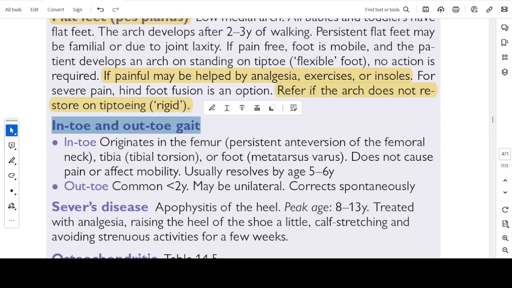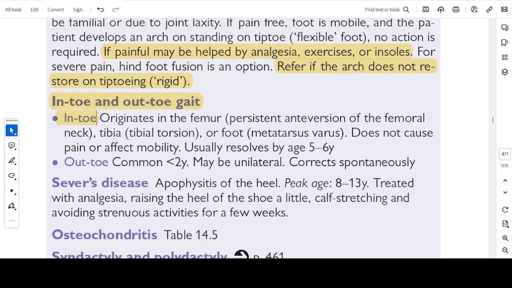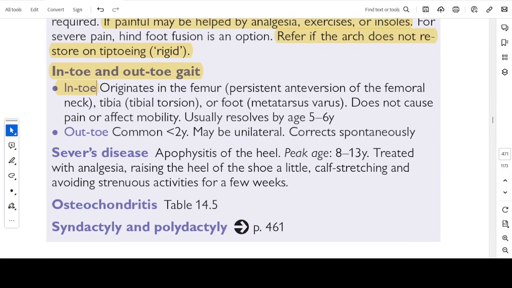In-toeing and out-toeing gait. In-toeing originates from the femur, either persistent anteversion of the femoral neck, the tibia due to tibial torsion, or the foot, metatarsus varus. It does not cause pain or affect mobility, and usually resolves by the age of 5 to 6 years.